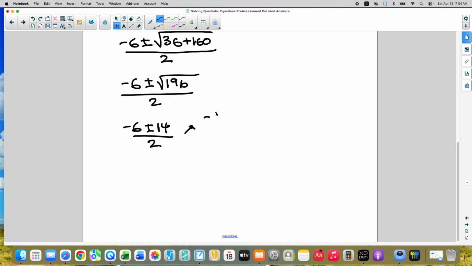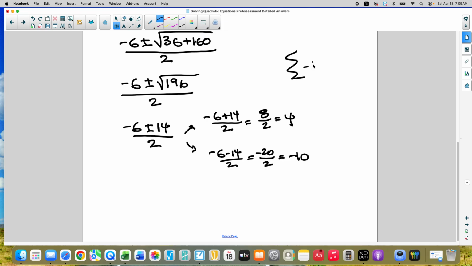Let's write the two statements. Negative 6 plus 14 over 2. Negative 6 minus 14 over 2. Do the work. That gives us 8 over 2, which is 4. This gives us negative 20 over 2, which equals negative 10. Negative 10, comma 4.